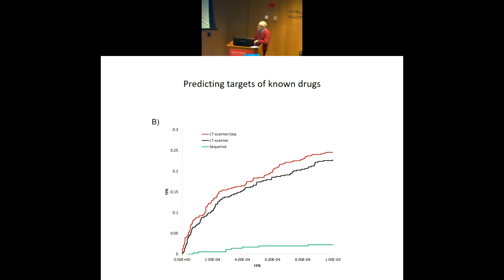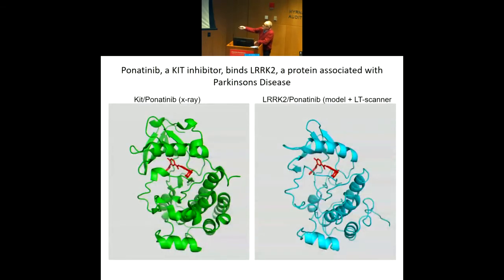So now, finally, here is an example of a drug that's known to bind to KIT, and here's just a prediction of another protein. It binds to LRRK2, which we predicted. Then, of course, we looked in the literature and found out that this was known. But this is an example of known structure, model, prediction. And the prediction, not the nature of the interaction, but the existence of the interaction, was validated in the literature.